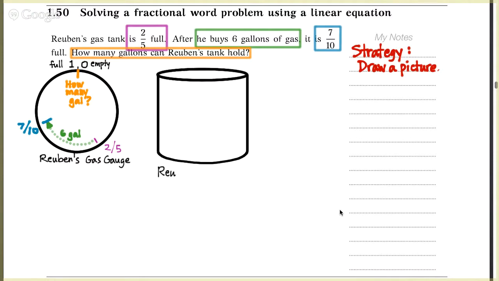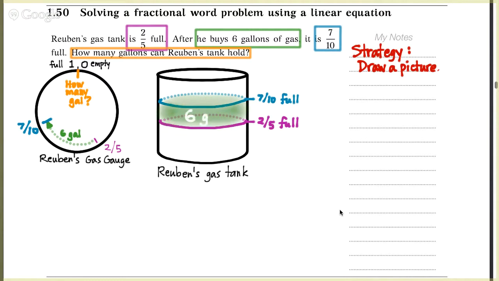So then I decided to look at it a different way. Let's think about his gas tank instead of his gas gauge. So I'm going to draw his gas tank as this little cylinder here. And in the beginning, his tank starts out 2/5 full. So the gas level is 2/5 of the way, slightly less than half. It's actually 40% of the way from the bottom to the top. So that's where his gas gauge is going to begin in the problem.